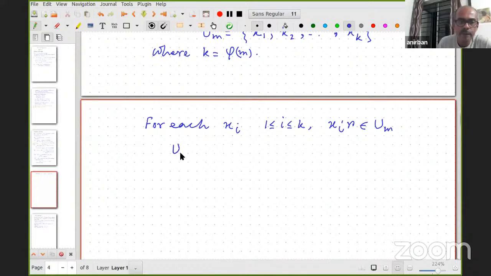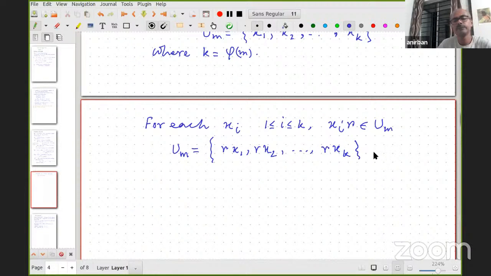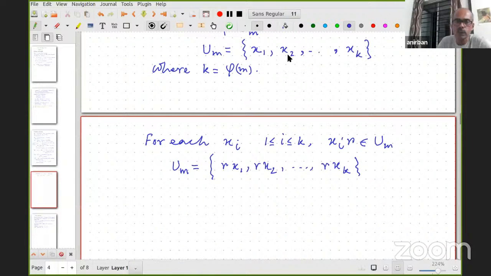So this you can also write it as rx1, rx2, rxk. So the same set you can write it in two ways. One is just this x1, x2, xk, and then if you multiply by an invertible element r, then you are essentially permuting the set. So it's another permutation of the set. You are simply rearranging it. So you get the same set and another rearrangement of the same set.